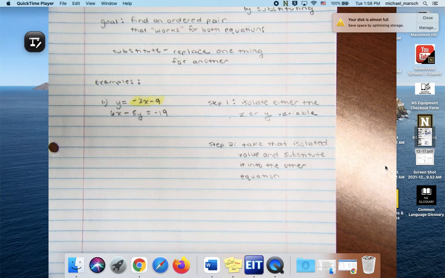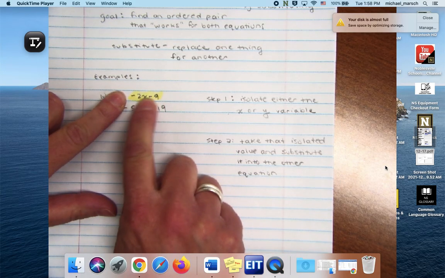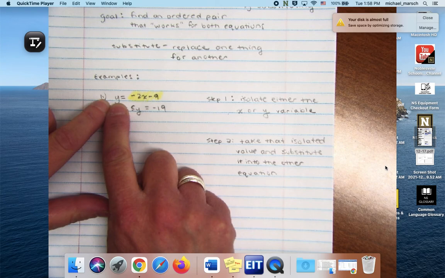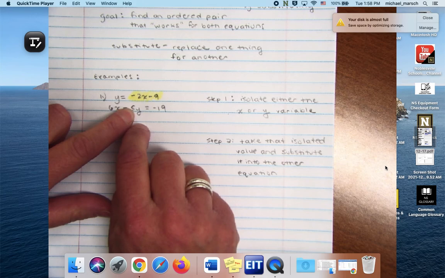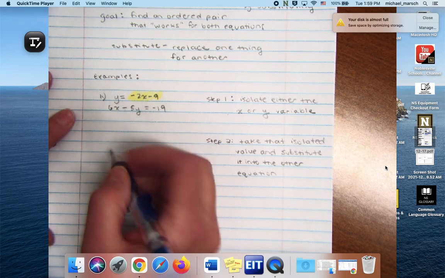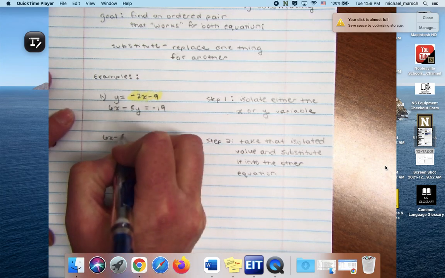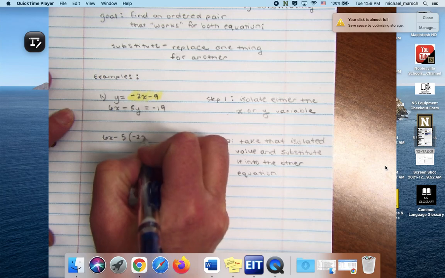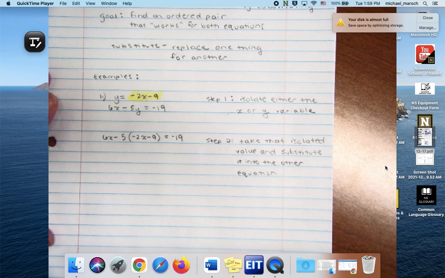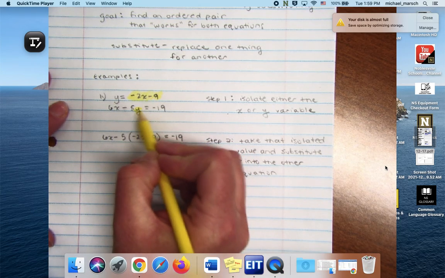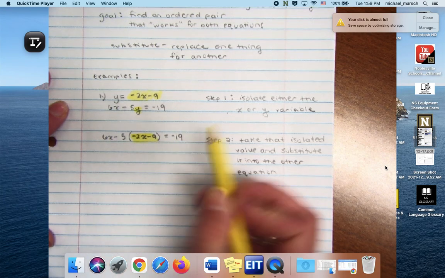Okay. So I'm going to take that value, that isolated value. So I'm going to take this negative 2x minus 9. This is what equals y. So I'm going to put this where the y is in the second equation. Do not pick up your pencils. So I'm going to take this second equation, 6x minus 5 times the quantity, negative 2x minus 9, equals negative 19. So I took that, and I put it where the y was.